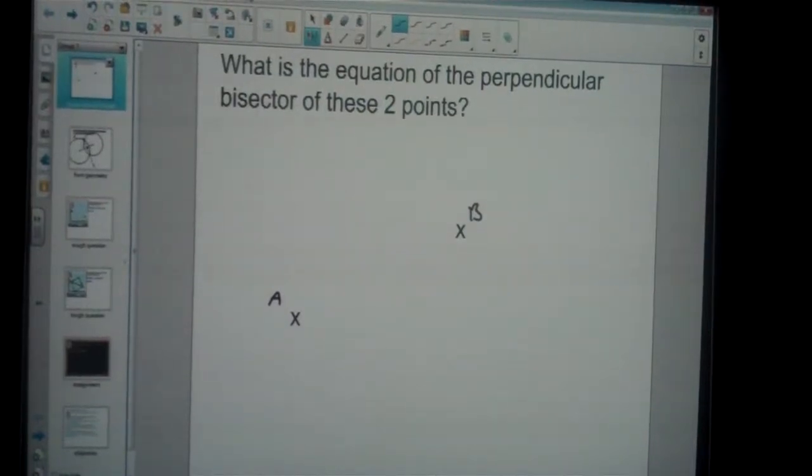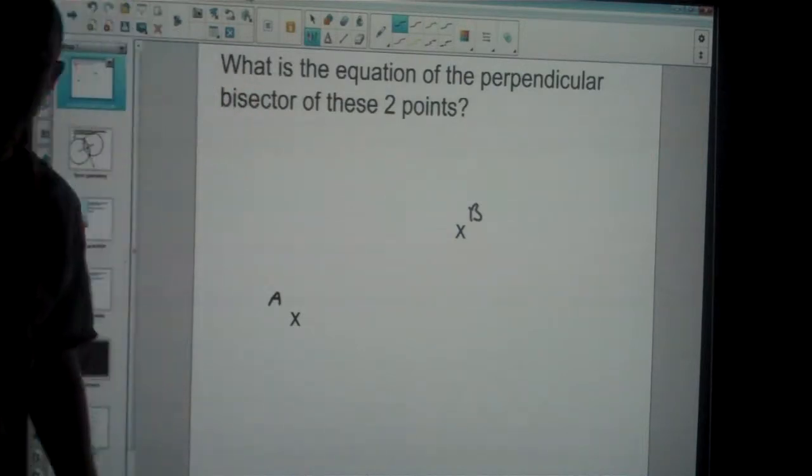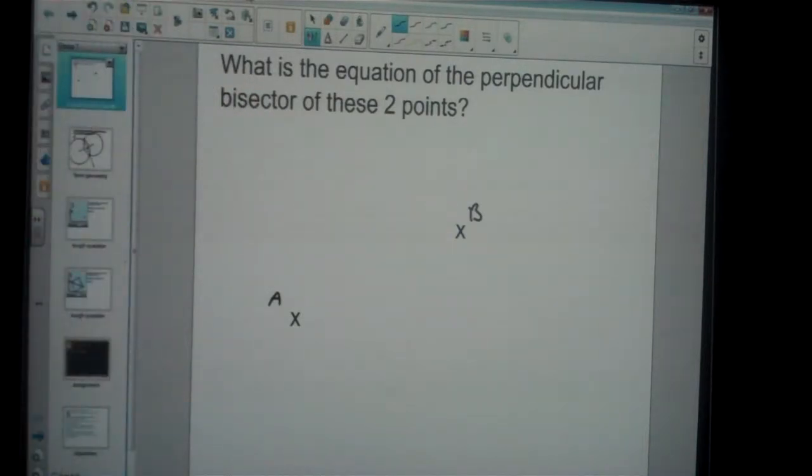For our fourth lesson in Chapter 1, we're going to continue with the miscellaneous exercise. So we're just going to look at a couple more examples that pertain to questions within this exercise. So the first question we're going to look at is, what is the equation of the perpendicular bisector of? And I'm just going to give two random points A and B.